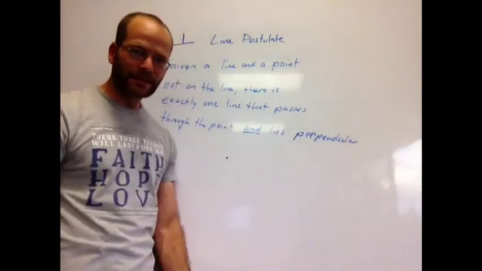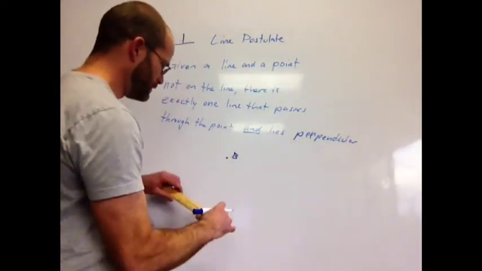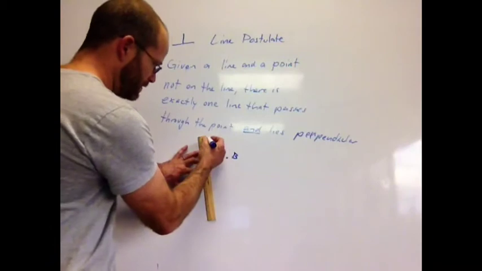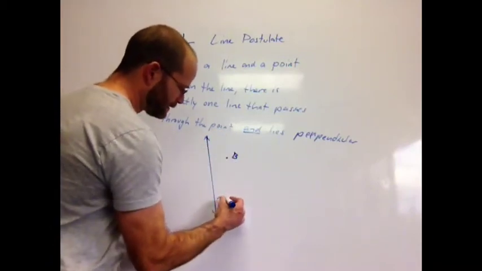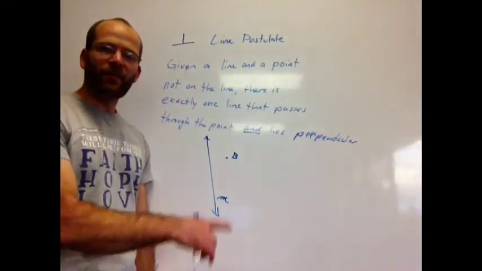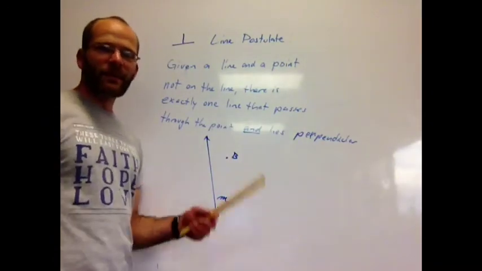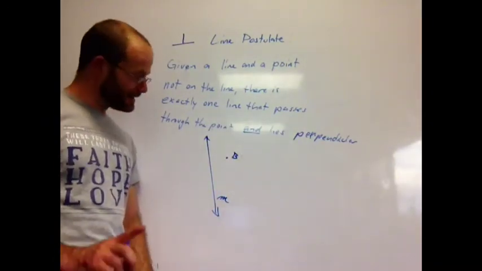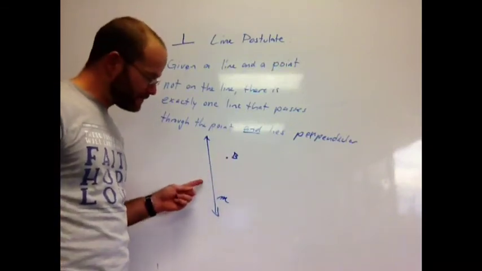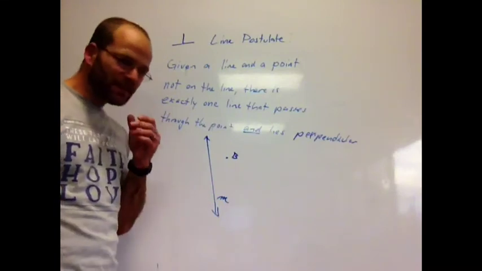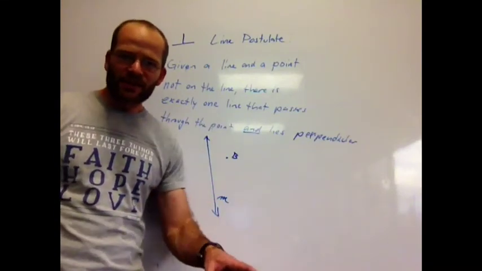So let's just start with a fresh diagram. We have a point, we'll call that point B. And we have a line, and we'll call that line M. And you'll notice that point B is not on line M. The perpendicular line postulate says that there exists only one line that passes through point B and is perpendicular to line M.